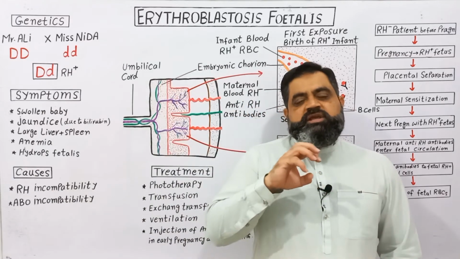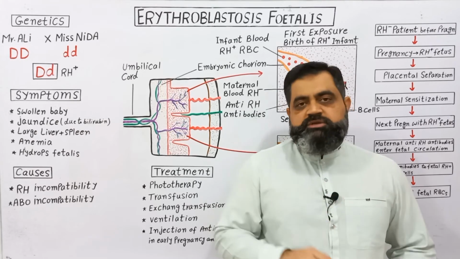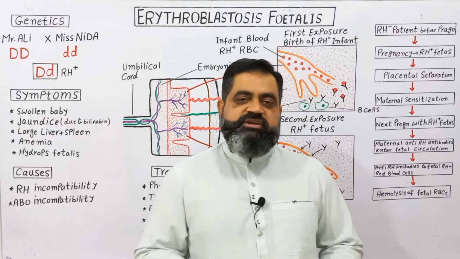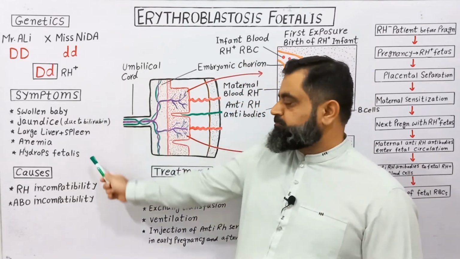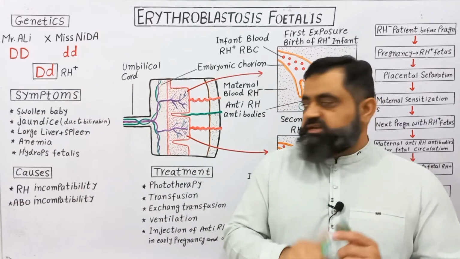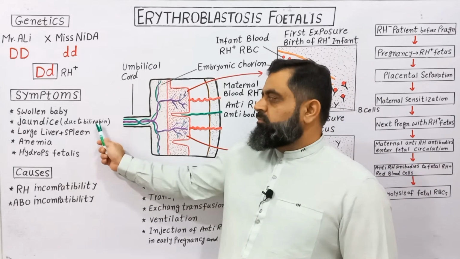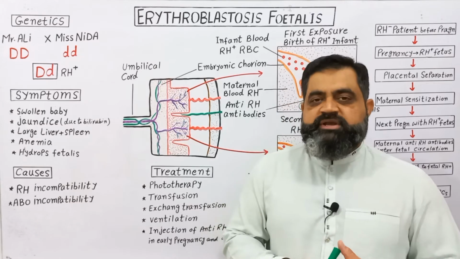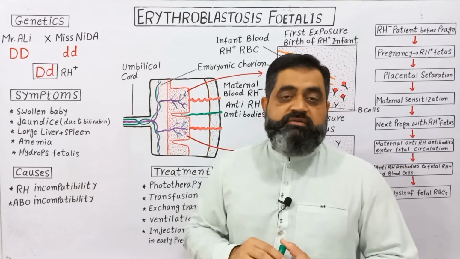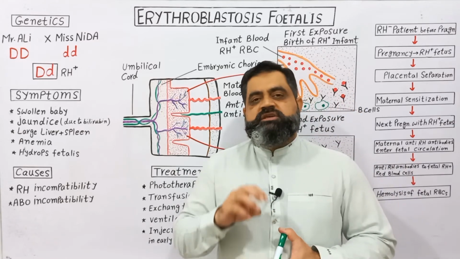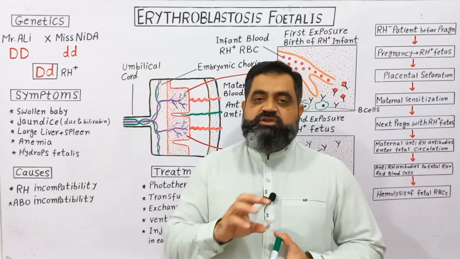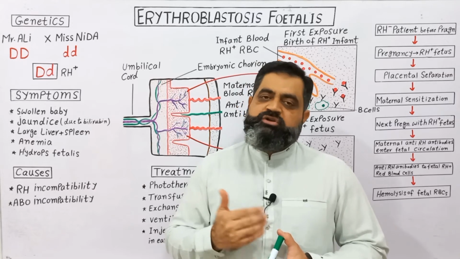So when there is a destruction of so many RBCs in the body of the fetus, there are symptoms of erythroblastosis fetalis. So what are the symptoms? Let's look over here. Number one, baby will be swollen beyond the normal size. Baby will show the symptom of jaundice due to the presence of a large amount of bilirubin, which is the end product of the breakdown of red blood cells. If bilirubin accumulates in greater amount and reaches the brain, it can cause death of the brain, which can lead to abortion or stillbirth.